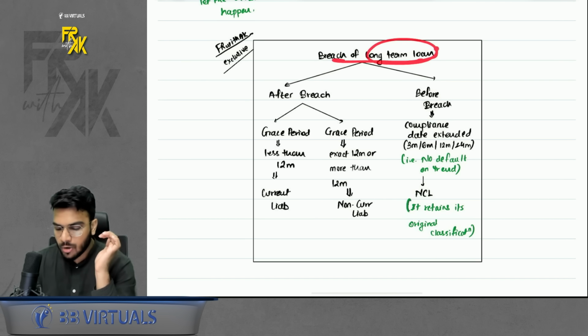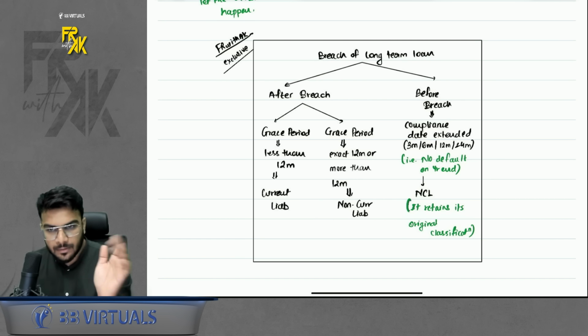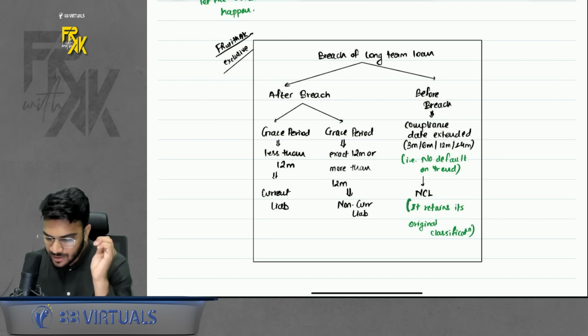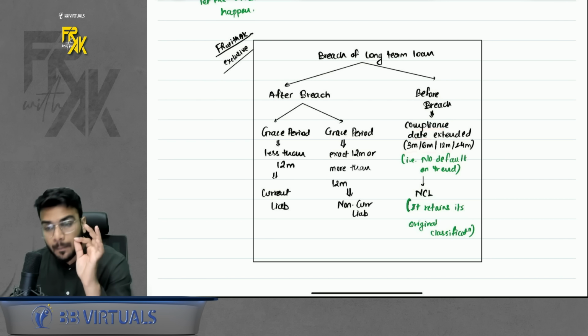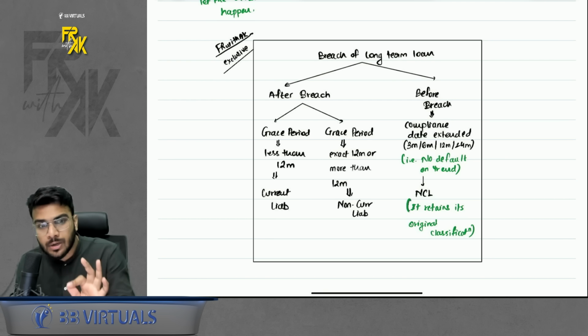What if for a long-term loan, before breach only, you did not let the breach happen. Before the breach, you got the compliance date extended. You might extend for 3 months, 6 months, 12 months, whatever. But you did not let the breach happen. Before breach only, you went and got the compliance date extended.